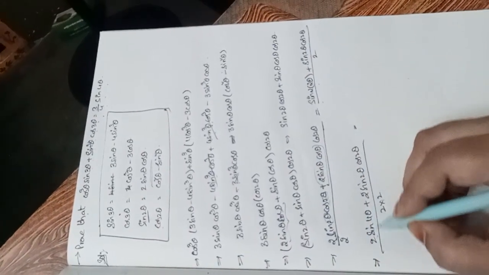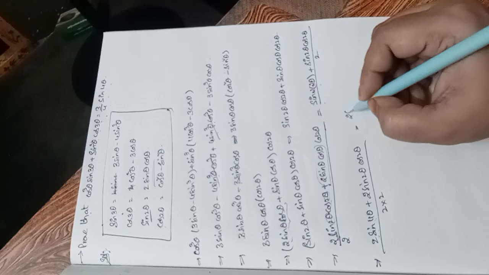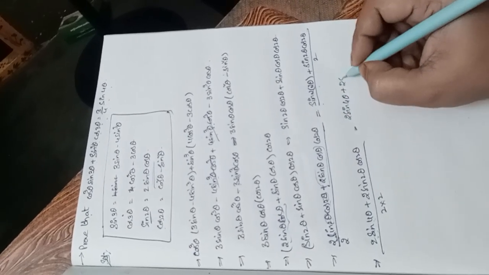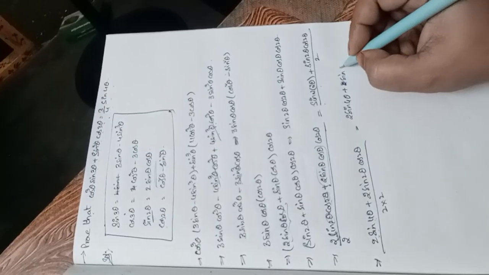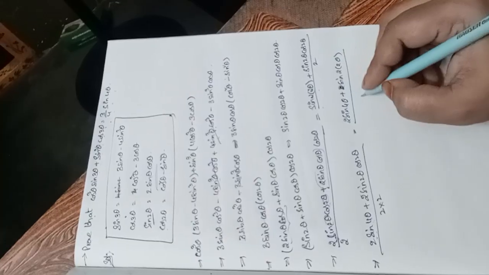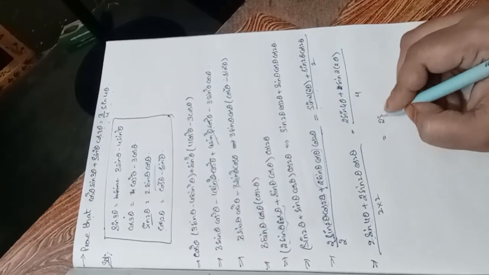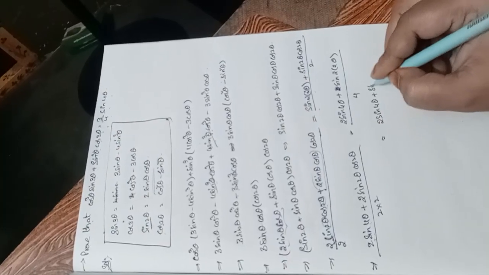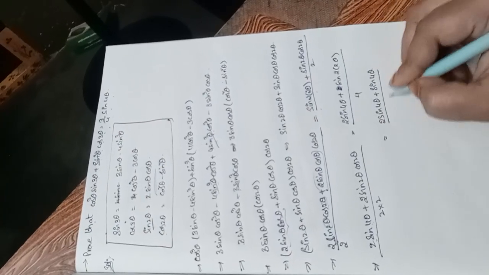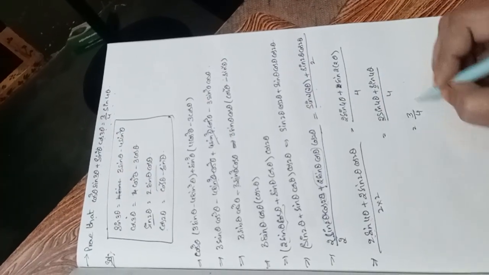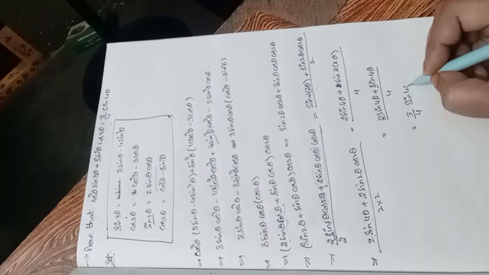Okay, so what will you get? 2 sin 4 theta plus this becomes again 2 sin of 2 into 2 theta by 4, which is equal to 2 sin 4 theta plus sin 4 theta by 4, which is 2 plus 1, 3. So 3 by 4 sin of 4 theta.